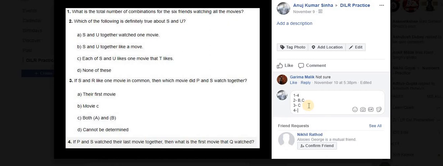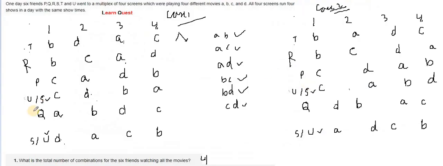Let's check out the fourth question. If P and S watched together their last movie, then which is the first movie that Q watched? P and S are watching their last movie together. Okay. So now don't use this data as last time, because this was only for that particular question. So don't use the same data. Now we will have to see. Now there is new data that P and S watched their last movie together. So P's last movie is B. Then whose last movie is B? His. Okay, so this is S.